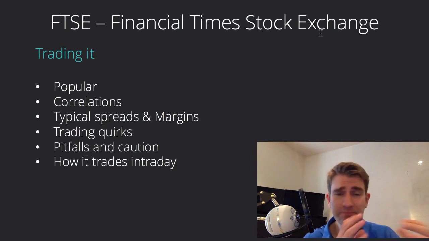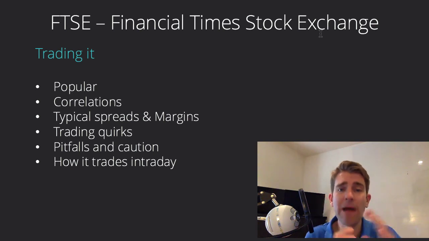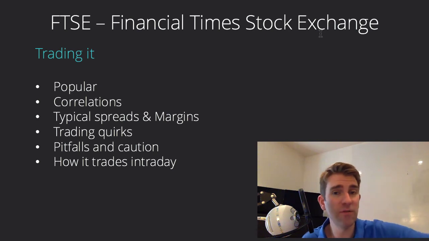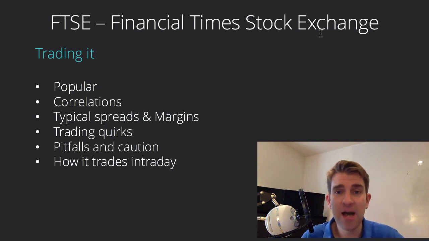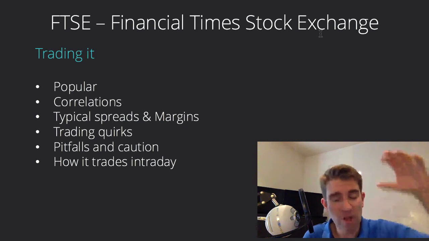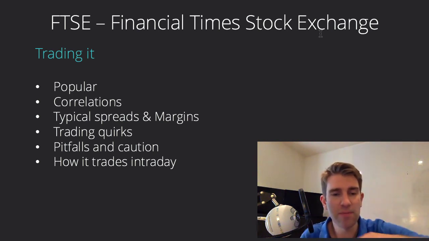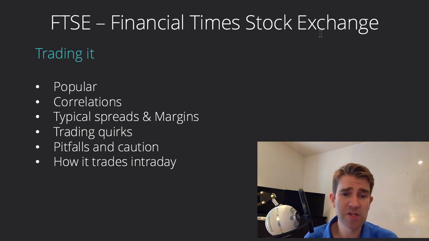Correlated to DAX, CAC, Euro stocks, sometimes the US. That breaks from time to time. A popular strategy is to trade a pair between the FTSE and the DAX, FTSE and the CAC, FTSE and the Dow, that kind of stuff. So long one, short the other, and look for a contraction or widening of the spread between the two. I talked about typical spreads and margins.